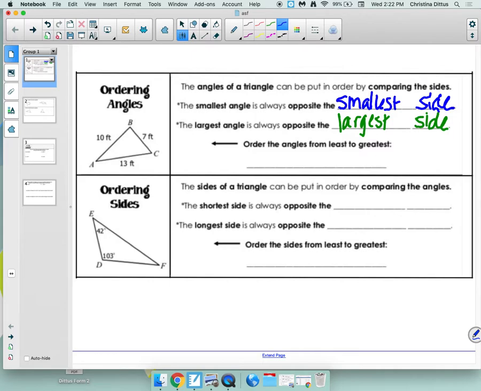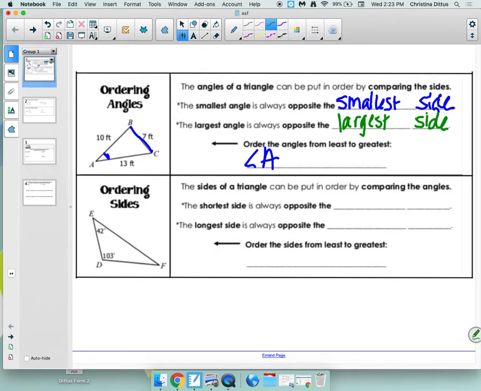Alright, so look at this little triangle ABC. Which is my smallest number on here? 7. So this side, BC, is my smallest side. Y'all agree? Okay. So the angle across from it, notice this side we call BC, so the only letter that's not being used, A. That's my smallest angle. Do you see how A is across from that? It's not touching it. That's my smallest angle.